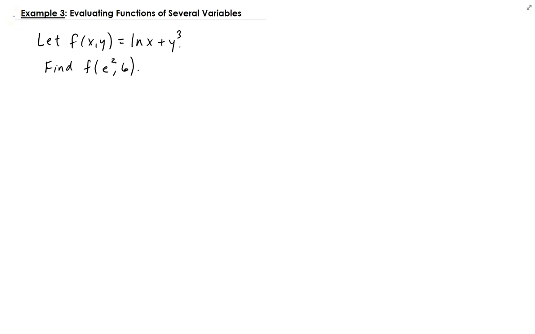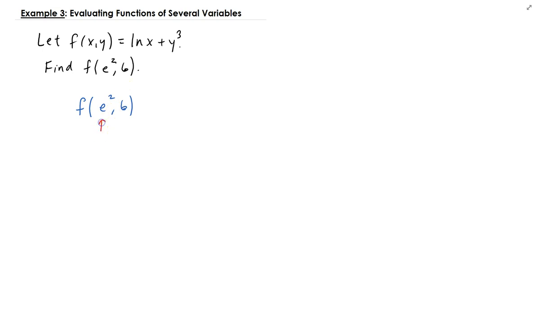In this example, we are going to evaluate a function of two variables, and that function is given as natural log x plus y cubed. And we want to evaluate it. In this case, we want to evaluate this function at e squared comma 6. Remember, these are your x and y inputs. So you're going to have f of e squared 6.